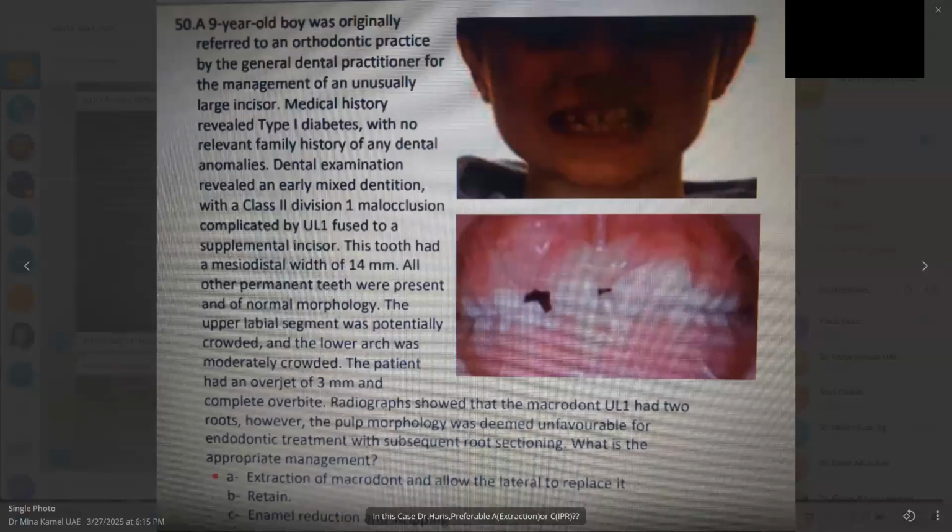A 9-year-old boy, due to thumb sucking, has lower molar buckling. Yes, because the tongue occupies a lower position, so that's why the molar usually buckles. Okay, sir. Thank you, sir.